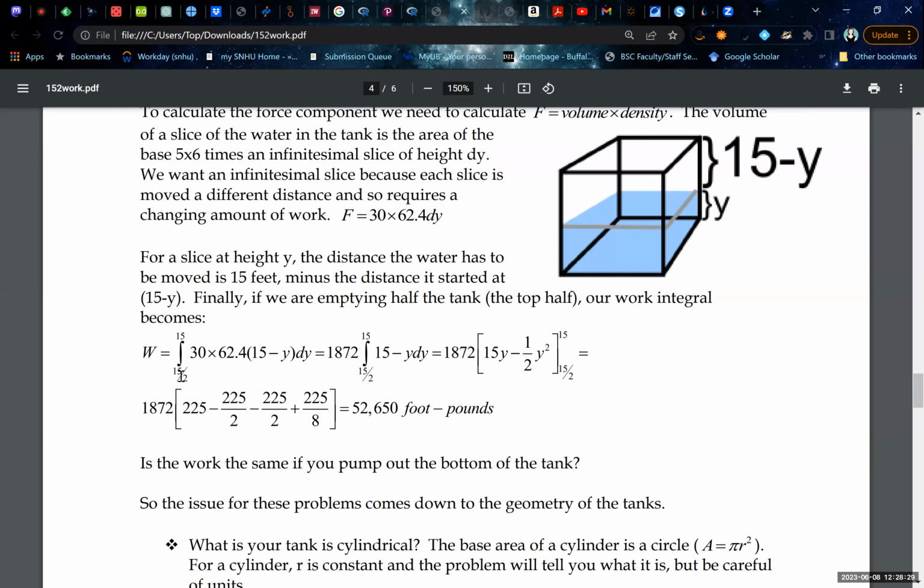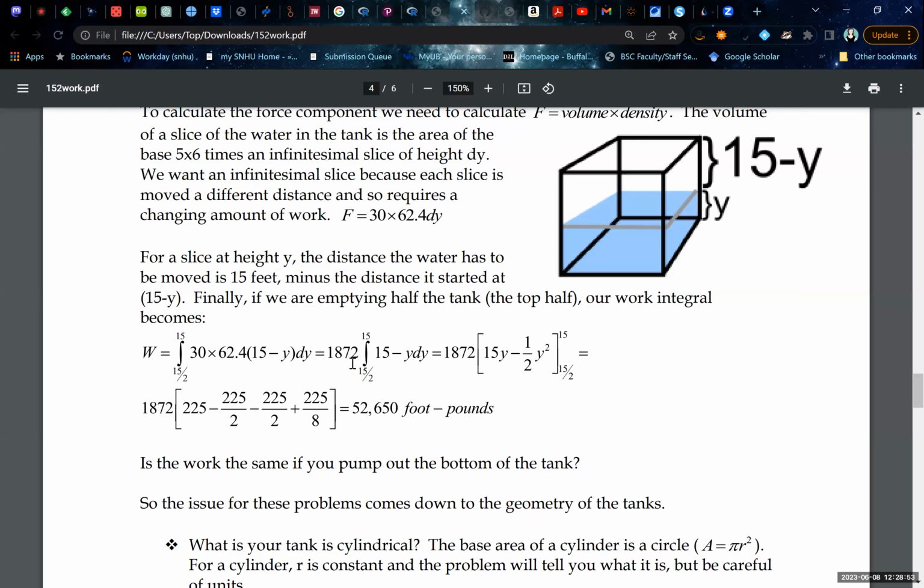So if I'm only pumping, if the tank is full and I'm only emptying the tank halfway, then I'm just pumping the water out of the top half of the tank. So I'm going from basically 7.5, which is 15/2, to 15. This 30 times 62.4 dy was my force. And then the distance that it's traveling is 15 minus y.